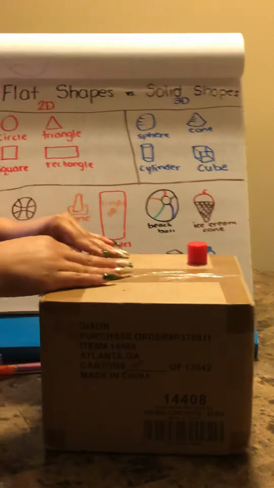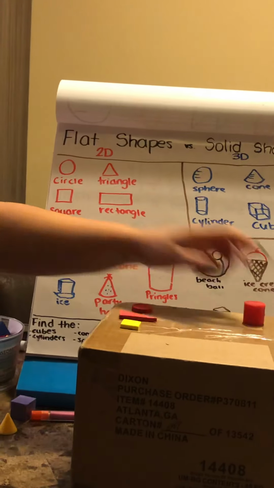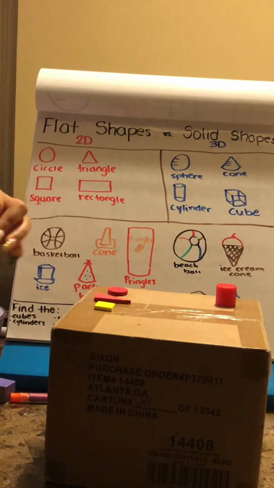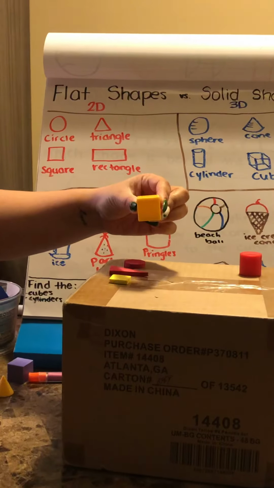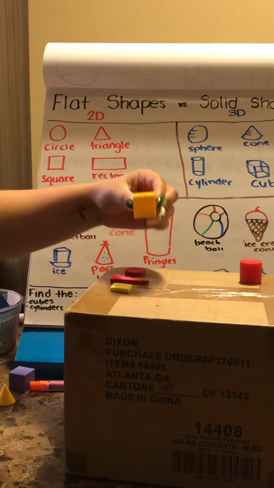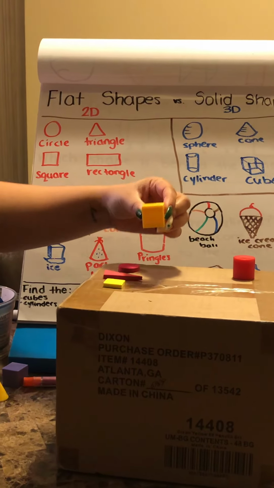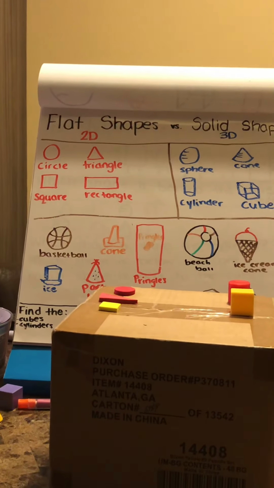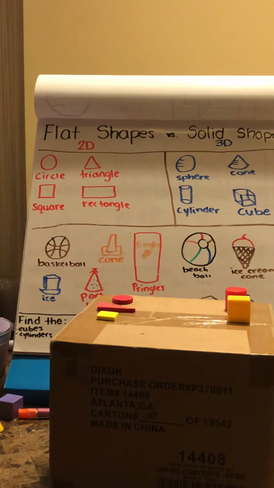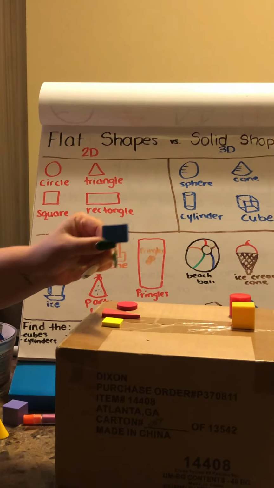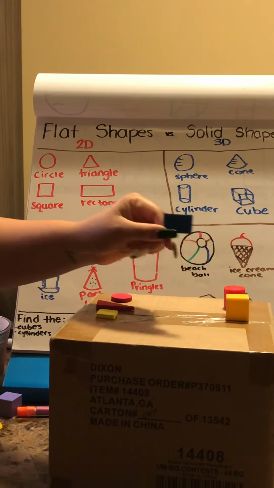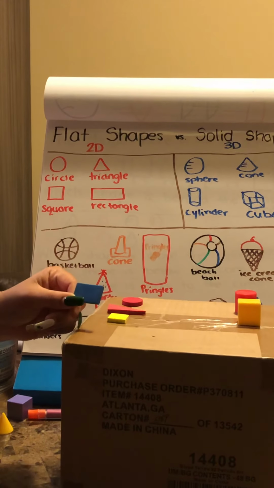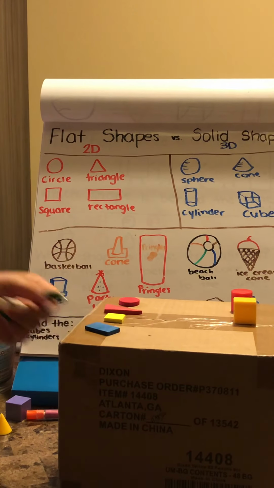So here are the 2D shapes. Here's the 3D. How about a cube? Is a cube fat? I mean, is it flat or is it a solid shape? It is a solid 3D shape. It is not flat. How about a rectangle? Is it a solid 3D shape or a flat 2D shape? Good job, it is flat.